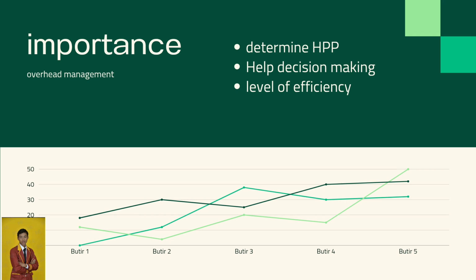If overhead is managed properly, we can determine the right cost price. This is very helpful in pricing, cost control, and overall production process efficiency. So the conclusion is that factory overhead costs may look like additional costs, but they are very important in calculating COGS. With proper allocation and efficient management, companies can keep production costs optimal.